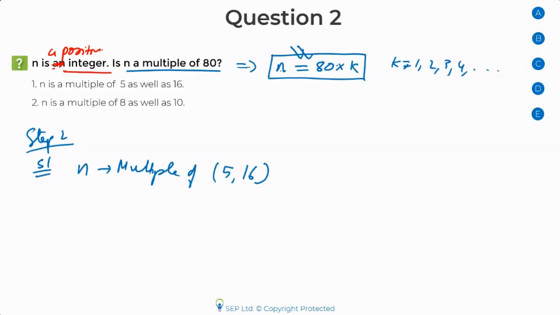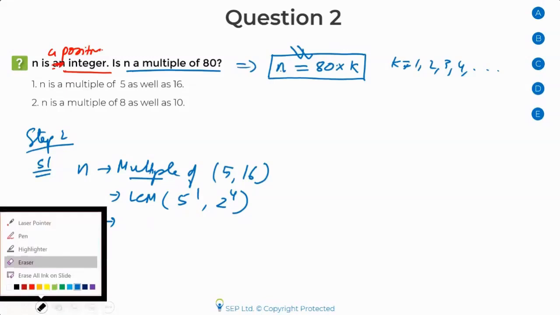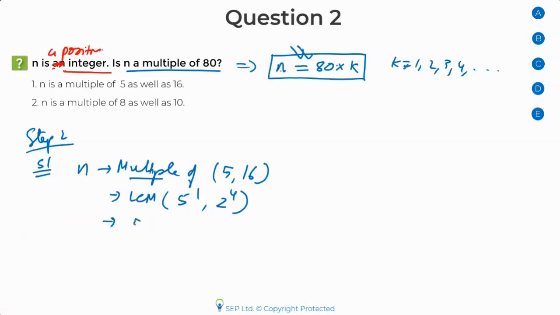So I'm looking for a multiple. If I want to find out the smallest multiple, I can say the smallest multiple of 5 and 16. Again, I'm prime factorizing it. I'm writing 5 as 5 to the power 1, 16 as 2 to the power 4. The smallest value that it's going to take is going to be 5 to the power 1 times 2 to the power 4. And this is basically 80. Now, this does not mean that N is 80, guys. Please understand this. This is the smallest possible value that is there.